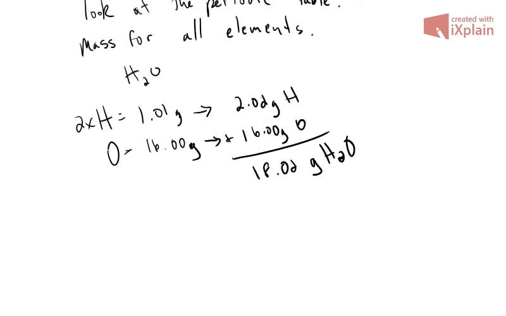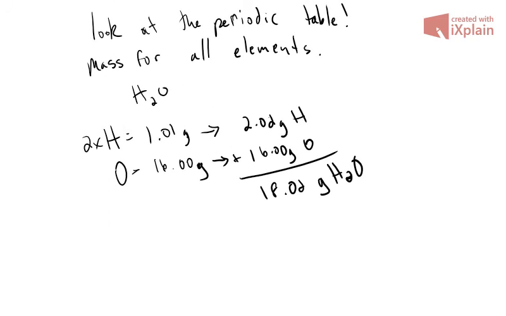Okay, so if we look at the periodic table and we know our chemical formula, we can just add the molar mass of the number of that type of element together, add all of that into one sum, and that is our molar mass of that compound or element. Okay.